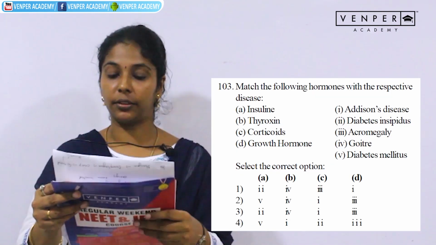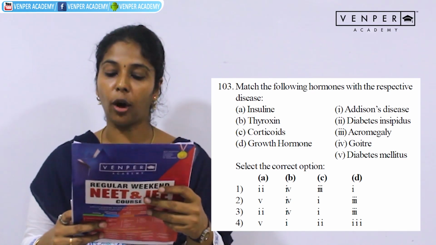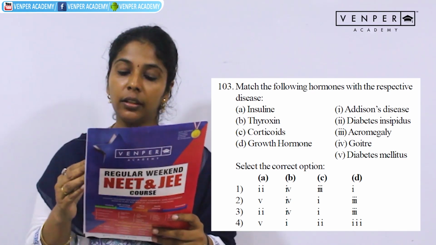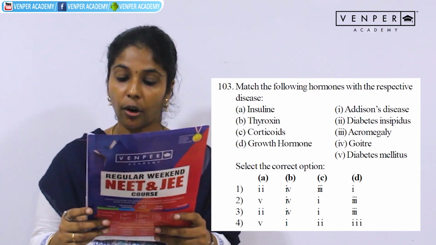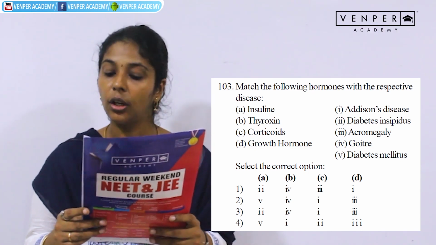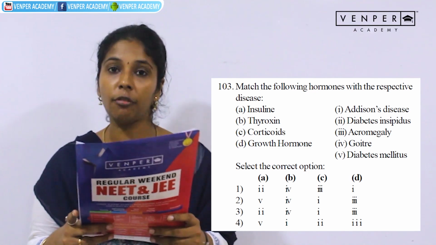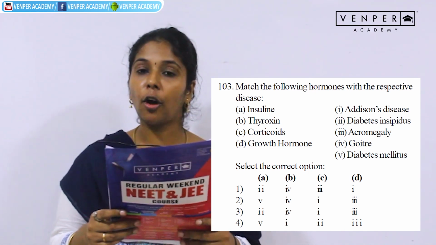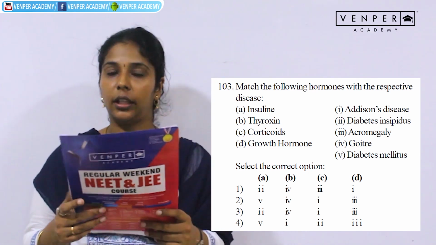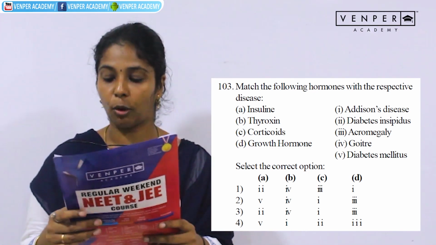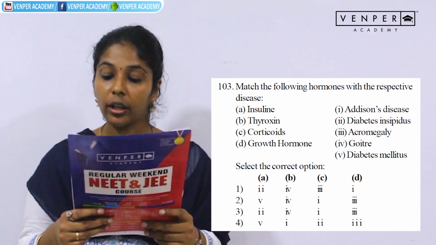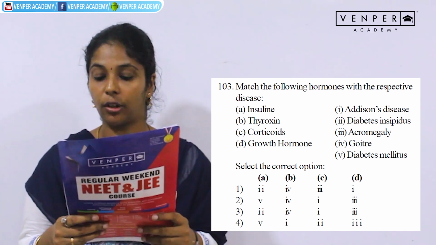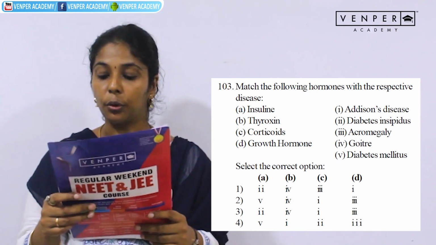Now question number 103. Match the following hormones with the respective disease. The hormones given are insulin, thyroxine, corticoids and growth hormone. Insulin deficiency is responsible for diabetes mellitus, that is hyperglycemia. Increased thyroxine, hyperthyroidism, causes goiter. A decrease in corticoid level, glucocorticoid level, causes Addison's disease.